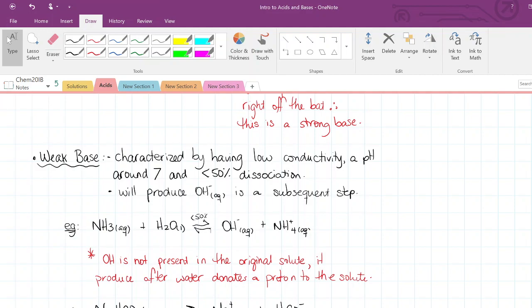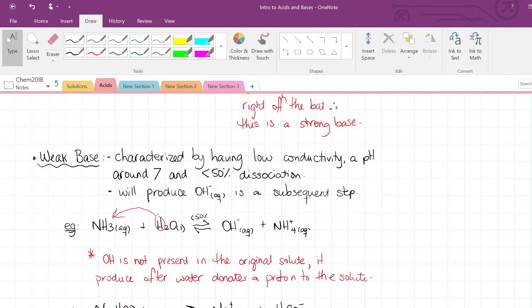Here, what's going to happen is the hydrogen from the water is going to be donated to the ammonia in order to produce hydroxide, and then we're going to produce ammonium, or conjugate acid, ammonium ion, and it becomes positive because it's accepting a proton. Okay, so this is your proof of your strong or your weak base, and this is your proof of base.